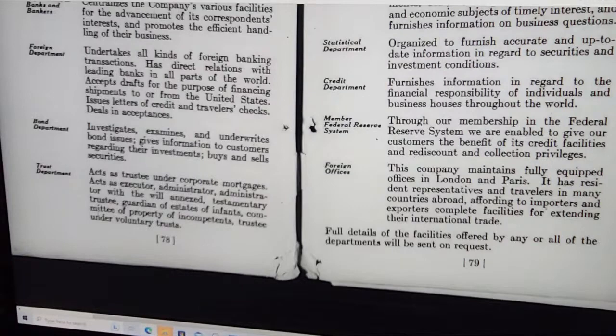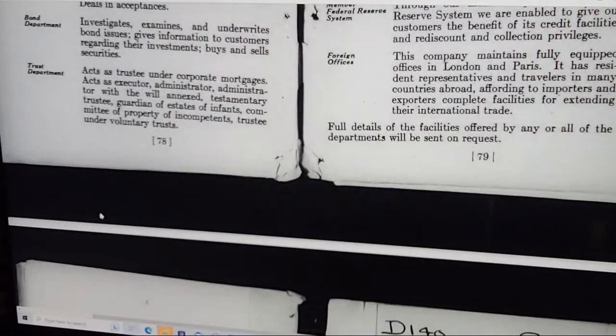Member Federal Reserve System. Through our membership in the Federal Reserve System, we are enabled to give our customers the benefit of its credit facilities and rediscount and collection privileges. Foreign offices. This company maintains fully equipped offices in London and Paris. It has resident representatives and travelers in many countries abroad, affording to importers and exporters complete facilities for extending their international trade. Full details of the facilities offered by any or all of the departments will be sent on request.